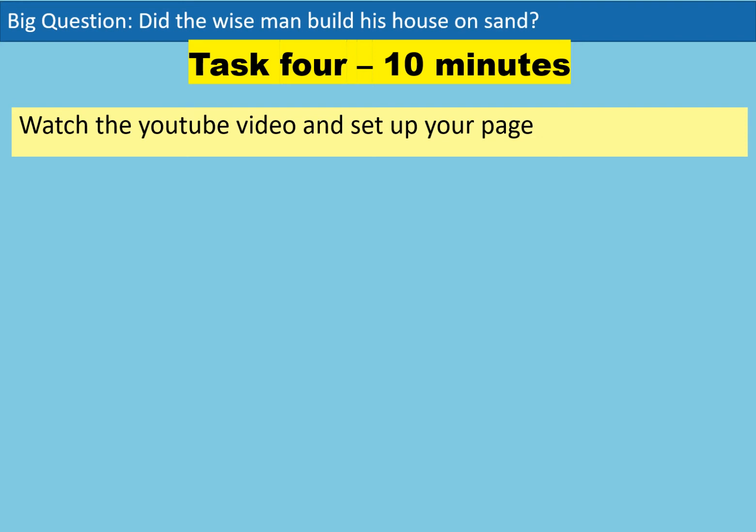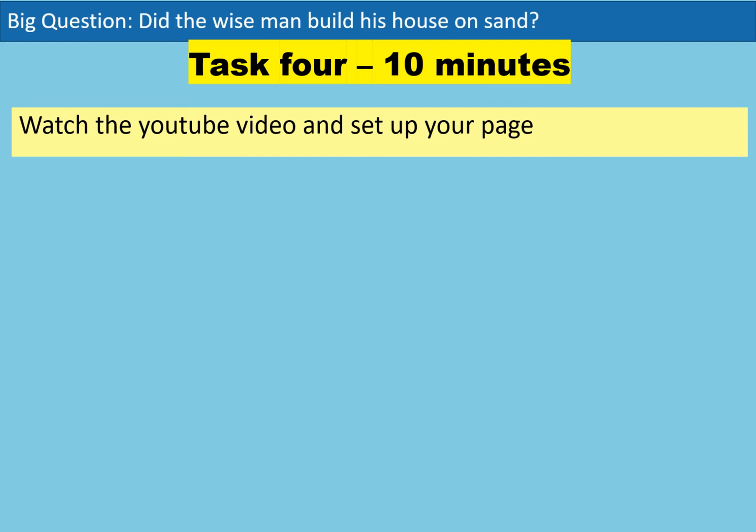Task 4 will take you 10 minutes and it's to watch a YouTube video that shows you how to set up your page in order for you to draw your accurate scale plan of one of the floors of your dream home. So this can be done on A4 or A3 paper. The choice is entirely yours. All you'll need is a pencil, a ruler and an eraser in case you make any mistakes.